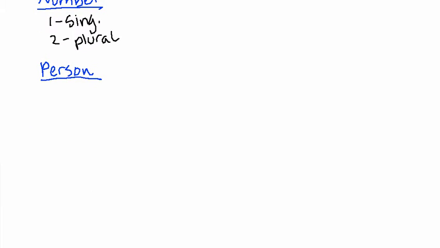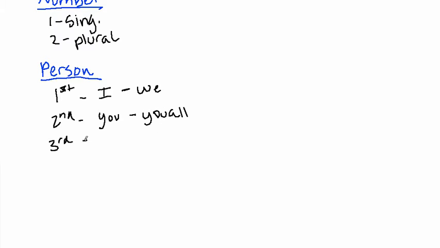Okay, so there are 3 different persons: first, second, and third. Now, the first person can be either I, or we if it's plural. The second person can be you if it's singular, or you all if it's plural. And finally, the third can be he, she, it if it's singular, and it can be they if it's plural.